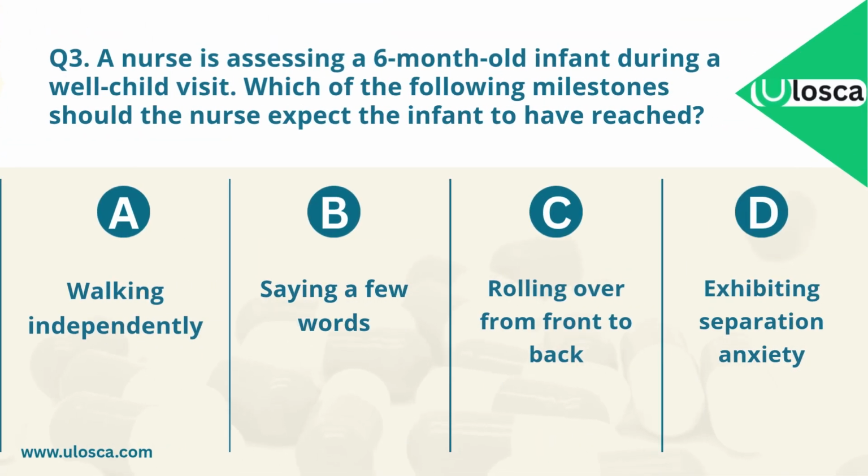Question 3. A nurse is assessing a 6-month-old infant during a well-child visit. Which of the following milestones should the nurse expect the infant to have reached? A. Walking independently. B. Saying a few words. C. Rolling over from front to back. D. Exhibiting separation anxiety. Which one is the correct answer?